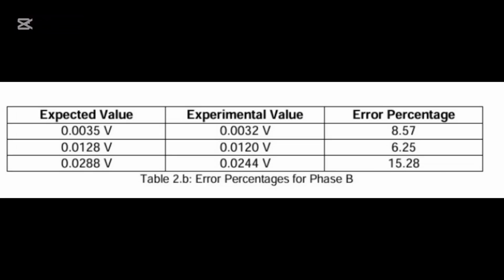Now let's look at phase B. The error percentages were more noticeable. For the largest radius of 9 cm, the error reached 15.28%. These larger discrepancies were likely caused by the manual release of the magnet, which made it difficult to maintain a consistent velocity, as well as imperfections in the coil structure.